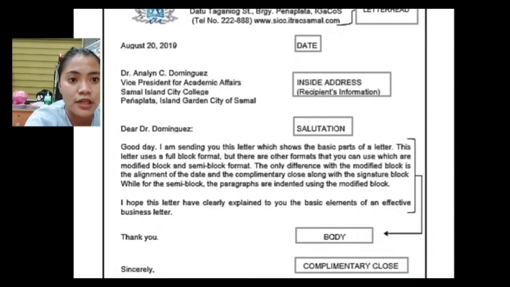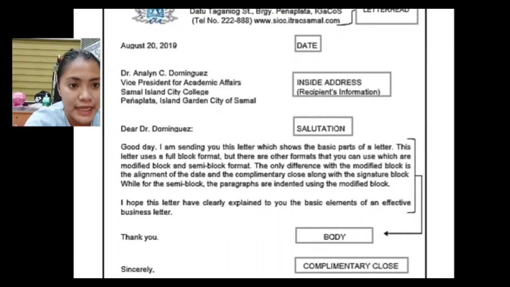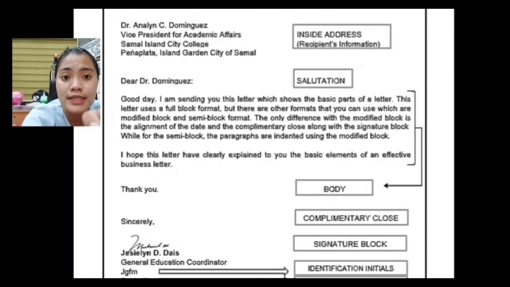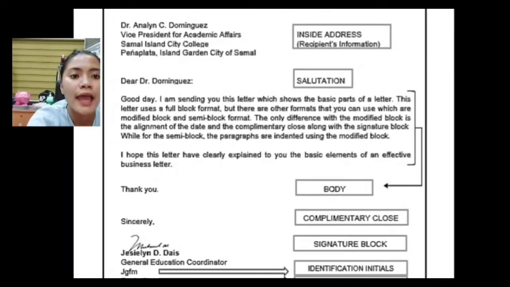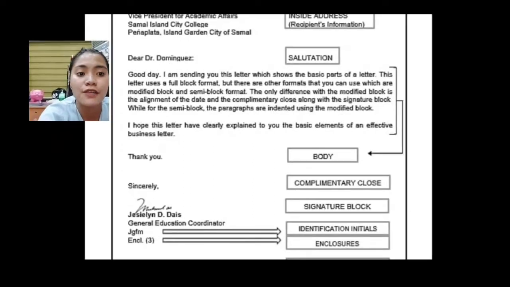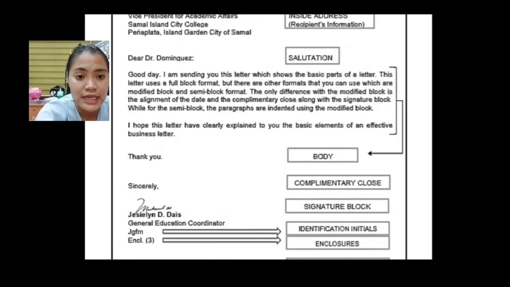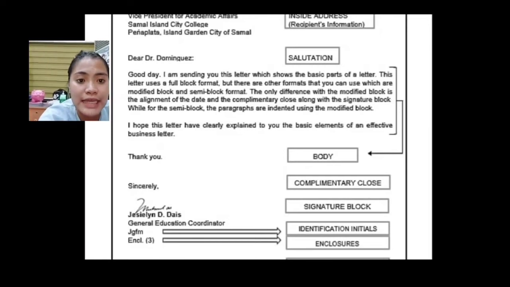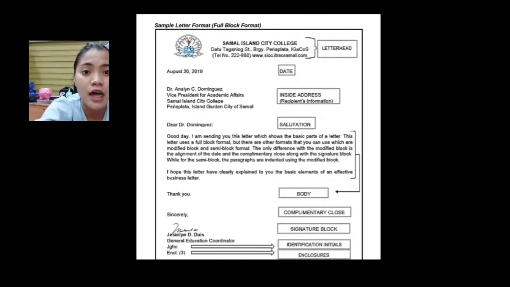This is the salutation. There, Dr. Dominguez, like that. And this is the body. The body. And the complimentary close. This one is the sincerely. That is the example. And the signature block, this one is Jocelyn D. Nashe Permania. And the identification initial is JGFM. And the enclosure is ENCL that I mentioned earlier. And the copy notation, this is Melanie Sabanal, Admin Secretary. That is an example of the business letter.